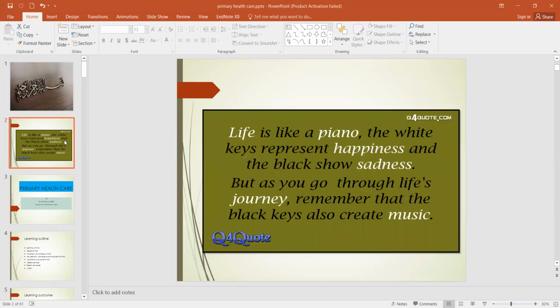Quote of the day: Life is like a piano. The white key represents happiness and the black shows sadness. But as you go through life's journey, remember that the black key also creates music.